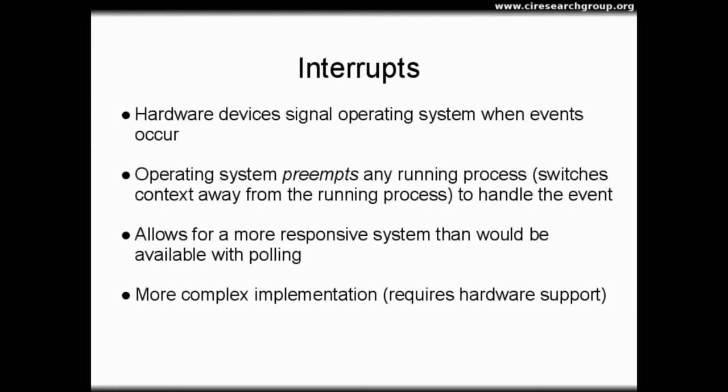So a better mechanism is to use a system called interrupts. With interrupts, the hardware devices actually signal the operating system whenever events occur. Or more precisely, they signal the CPU, and then it's up to the operating system to receive and handle that signal. What the operating system will do is preempt any running process. In other words, it will switch what we call context away from that running process to handle the event. Basically, it will move the program counter of the CPU to the code to handle that particular interrupt.